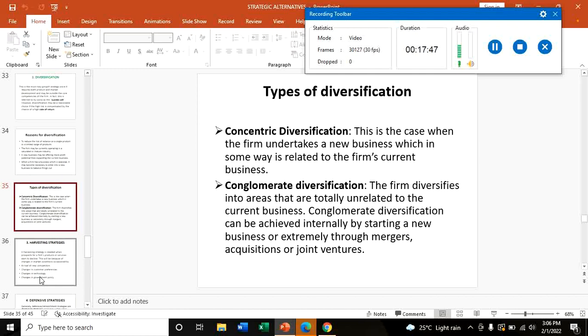When Coca-Cola introduces water or juice or Bushera, that is concentric. Why? Because they are still quenching thirst. I will repeat: when Coca-Cola goes into other businesses like juice and water, they are all quenching thirst. That is concentric. But when an organization goes into a business which is totally different or unrelated to the current business, that is what we call conglomerate.